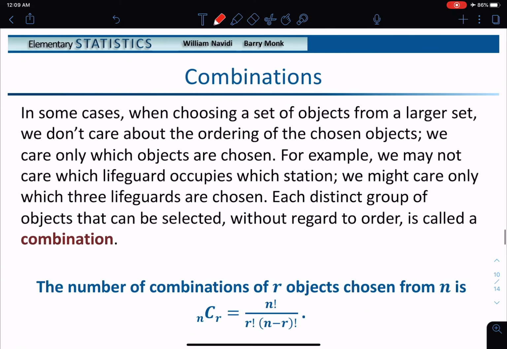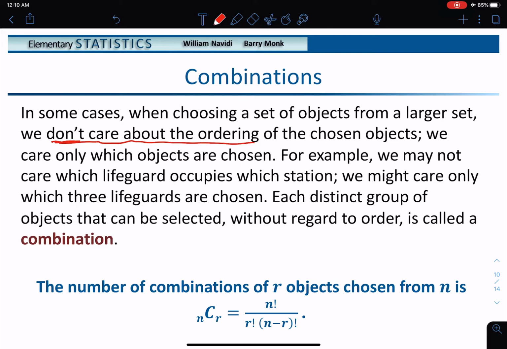Okay, combinations are different, and we'll talk about this probably quite a few times because it does take a little while to really get the sense of the difference between a combination and permutation. But in some cases, when choosing a set of objects from a large set, we don't care about the ordering. We don't care about the ordering of the chosen objects. We care only about which objects are chosen. For example, we may not care which lifeguard occupies which station.